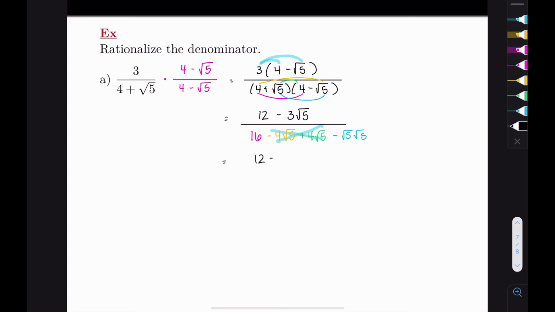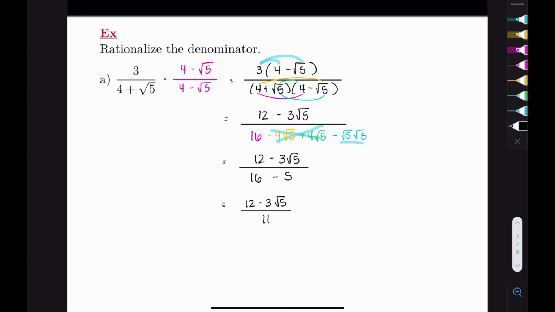So in the numerator, we're left with 12 minus 3 root 5. In the denominator, we're left with 16. And then when we take square root of 5 and times it by itself, it just simplifies to 5. So we're able to wipe the radicals completely in the bottom, and we end up with just a constant. So this becomes 12 minus 3 root 5 over 11.